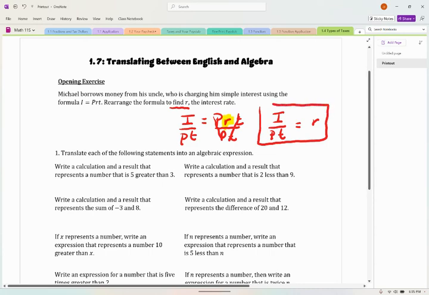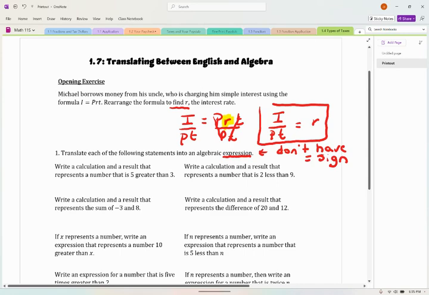Okay, so the important thing here is we're going to take each statement written in English and make it into algebra, okay? So we're going to translate each of the following statements into an algebraic expression. Just remember, expressions don't have an equal sign. So you can't solve them.